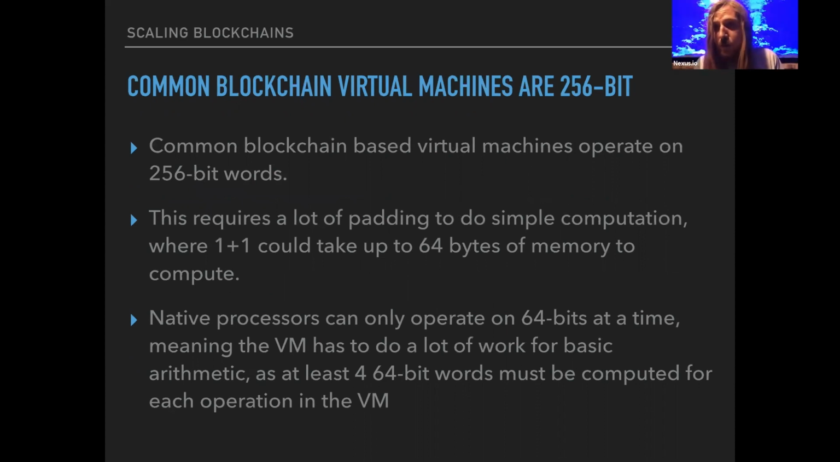So also, common blockchain virtual machines are 256 bits. What that means is that they operate on 256-bit words. So if I wanted to do a simple computation like 1 + 1 = 2, it could take up to 64 bytes of memory, because each 256-bit integer is 32 bytes, right? So 32 and 32. So what ends up happening is you end up having to do a lot of padding, and you have to do a lot of computation, since physical processors only operate on 64-bit words at a time. That means you have to do 4 times as much computation to do the same amount, right?